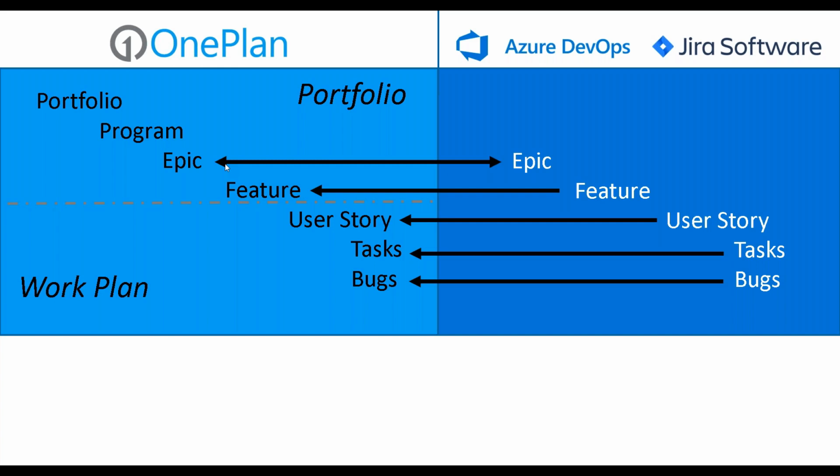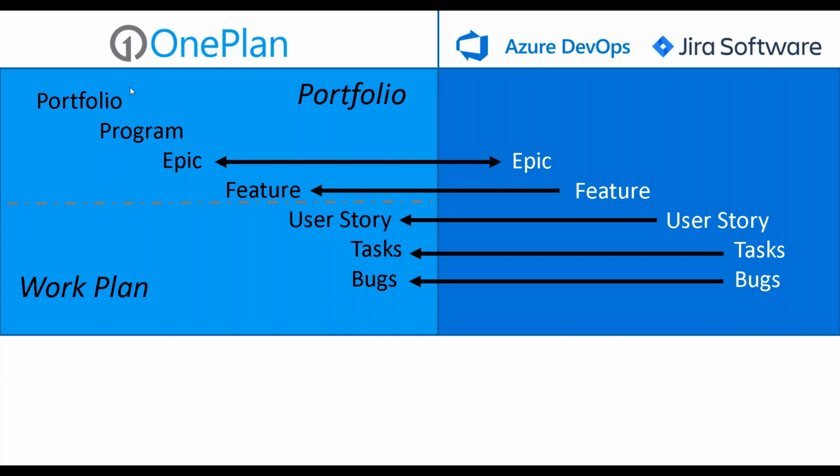Typically epics can go both ways. They're given to teams where the team will then take the epic and break it down into features, and then that ends up in OnePlan. But you could easily create features in OnePlan and have them be integrated into your Agile planning tool.